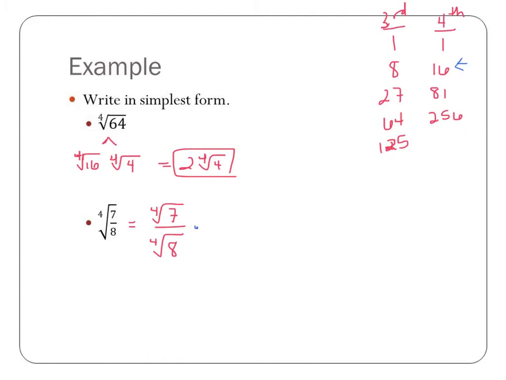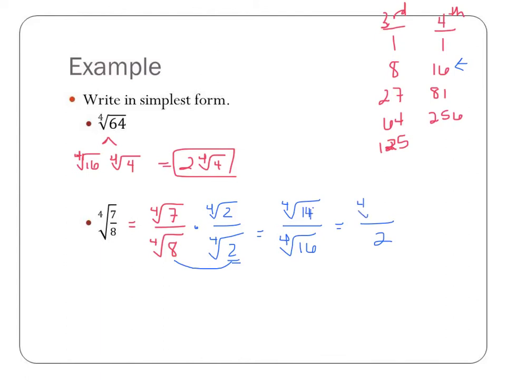So I multiply this by the 4th root of 2. Here's the reason why. On the bottom, we now have the 4th root of 16. The 4th root of 16 is 2. And that really had nothing to do with this being a 2. That's just a 2 because I needed the 8 times 2 to be 16. So on the top, we have the 4th root of 14, which none of those numbers go into, and that's your answer. Remember, no decimals.